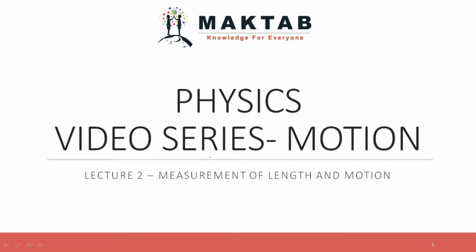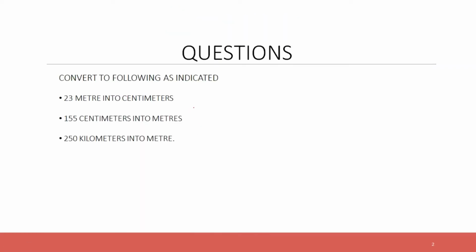In the last video, I gave you some questions to convert. The first one was to convert 23 meters into centimeters. The answer is you just have to multiply 23 with 100, because in 1 meter there are 100 centimeters. So the answer will be 2300 centimeters.